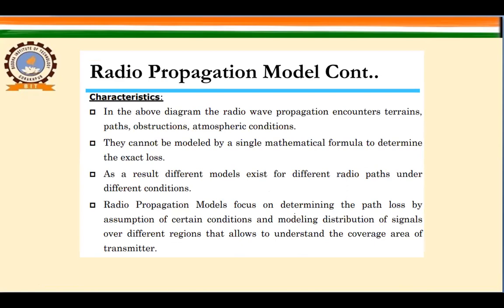The radio propagation model has certain types of characteristics. In the above diagram, we have seen the radio wave propagation encounters range, path, obstructions, and atmospheric conditions. They cannot be modeled by a single mathematical formula to determine the exact loss. So in this view, we have the resultant sum of all these multiple components, and we model them into different models for different radio paths under different conditions. So the radio propagation model focuses on determining the path loss by assuming certain conditions and modeling the distribution of signals over different regions, which allows us to understand the coverage area of the transmitter.